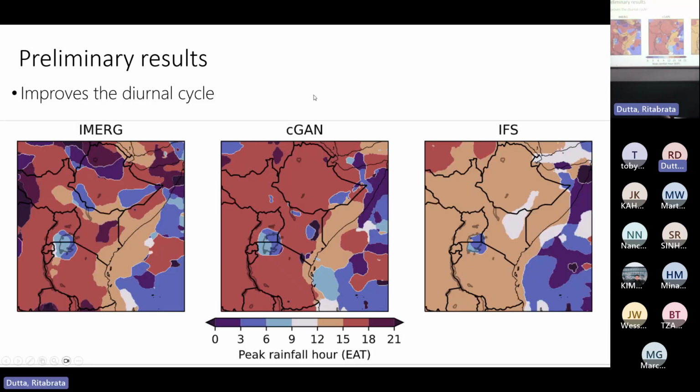One thing that's interesting about this model, which even a good baseline like quantile mapping can't really do, is improve the diurnal cycle. This is a plot of the hour of peak rainfall in East African time. Typically, the IFS tends to predict rainfall at midday quite a lot, and it doesn't really do it in the afternoon. So you can see IMERG has a lot of red, IFS a lot of beige, and the GAN is correcting a lot of that quite nicely. It's obviously still not perfect, but it's still managing to improve the diurnal cycle overall.